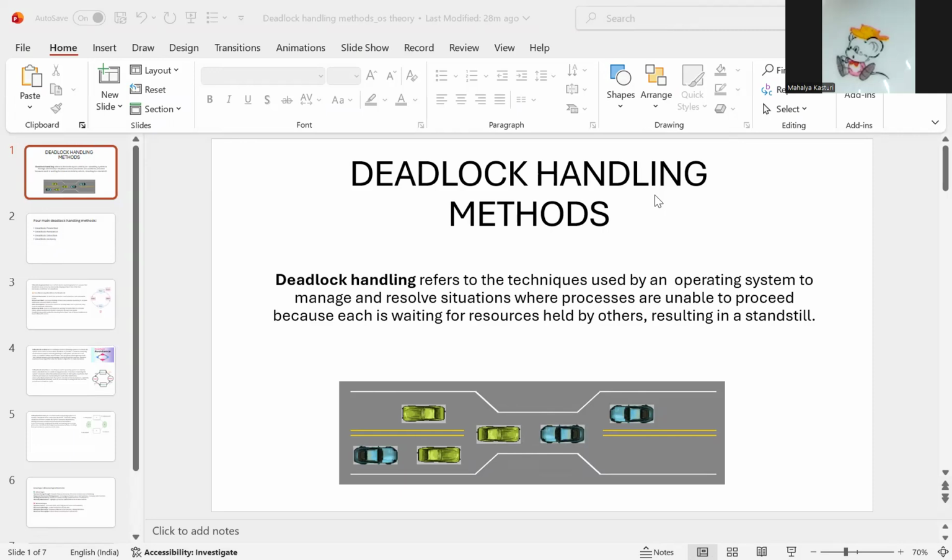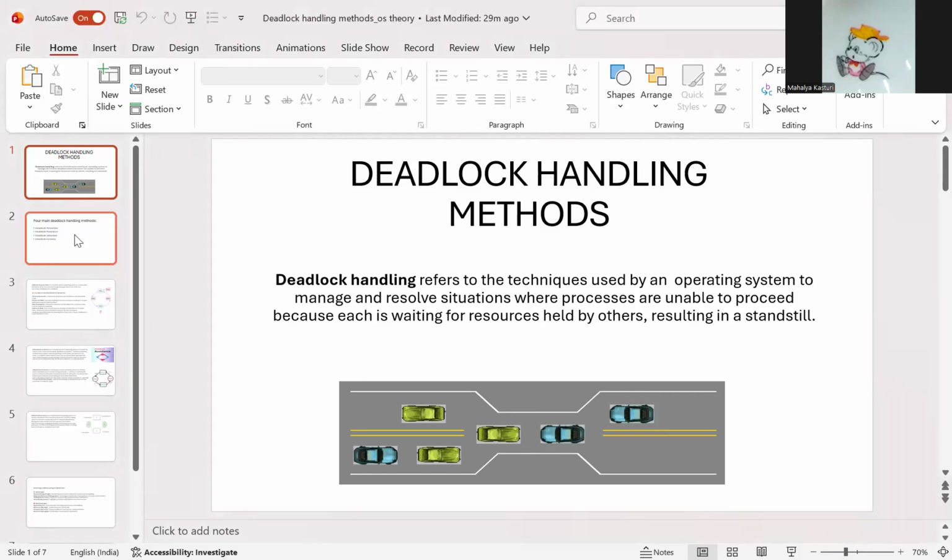Today, I'm going to talk about an interesting topic in operating systems: deadlock handling methods. Deadlock happens when two or more processes are stuck because each one is waiting for the other to release a resource. We can see a real-life example below, where some cars are moving. Imagine two cars stuck on a narrow bridge from opposite sides. Neither can move forward until the other backs up. That's a deadlock.